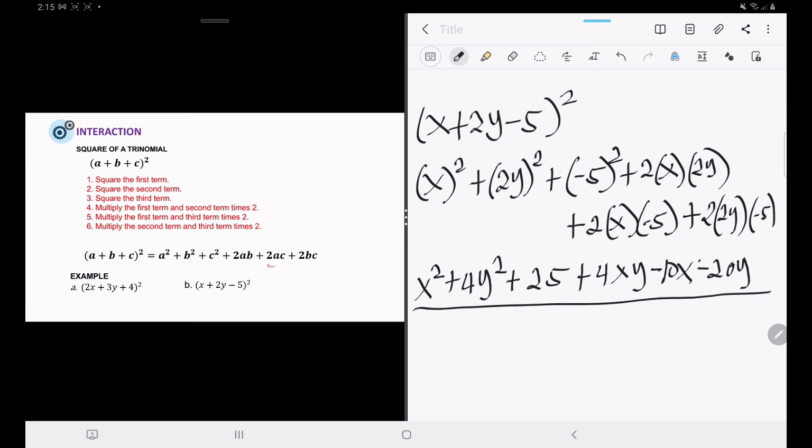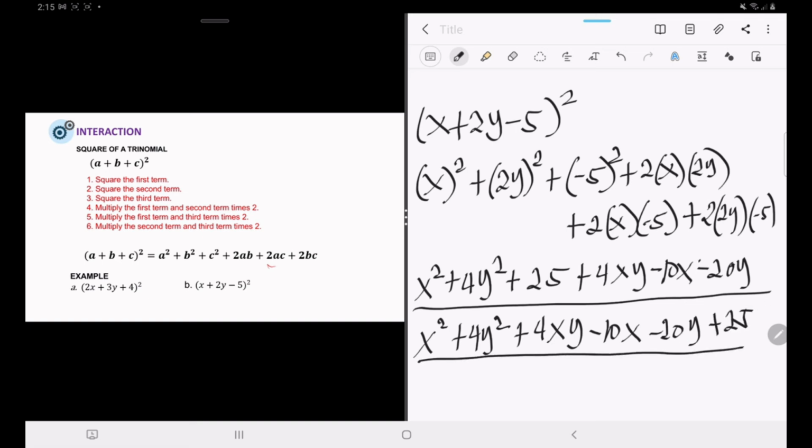So the product is x squared plus 4y squared plus 25 plus 4xy minus 10x minus 20y. Or we can also arrange this such that we have x squared plus 4y squared, then plus 4xy minus 10x minus 20y plus 25. You may or may not rearrange.